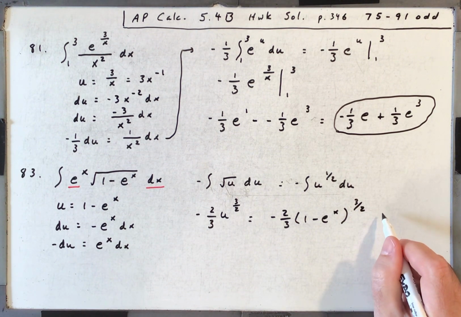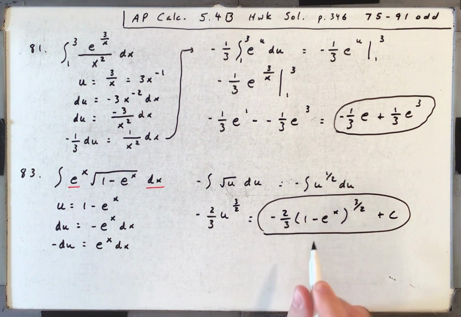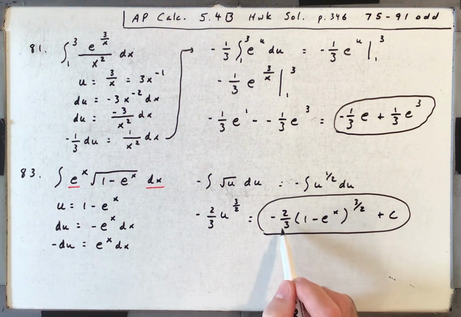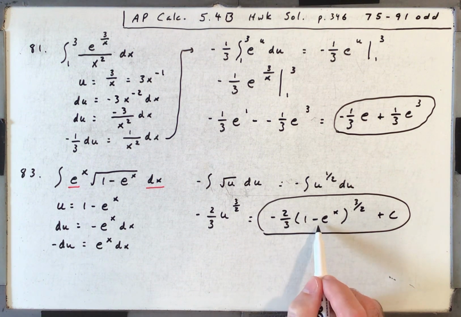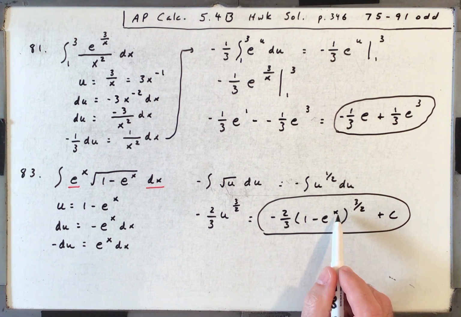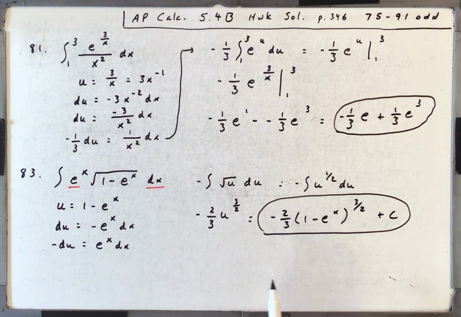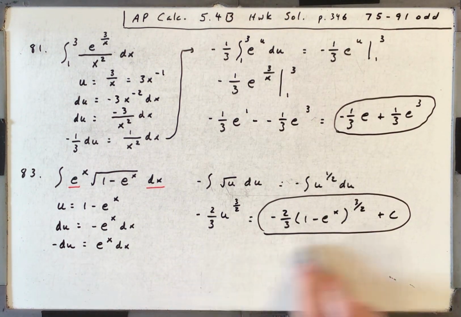And then we can't forget the plus c. All right, so let's just take the derivative of that in our head. 3/2 times negative 2/3 would be negative 1 times 1 minus e to the x to the 1/2 times negative e to the x. So the negatives would cancel. You have to the 1/2 power. So yeah, that does work. If you want to do it on paper instead of your head, that's totally fine, but I can see it in my head that indeed does work. All right, we're moving right along.